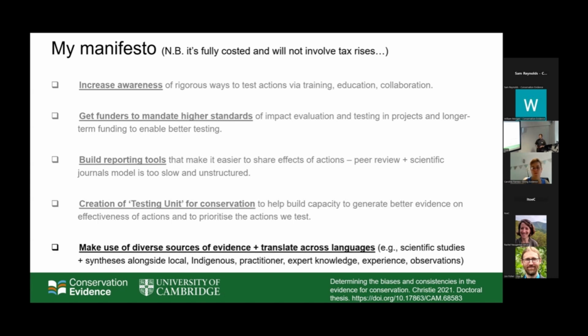And then finally, again, I'm echoing a lot of the points that other people have made, but we need to also make much better use of what we've got. We have a lot of stuff that isn't in the scientific literature that I was looking at before. There's so much knowledge across local Indigenous practitioner expert knowledge, all the experience and observations that people have, and data within organisations that we can use.